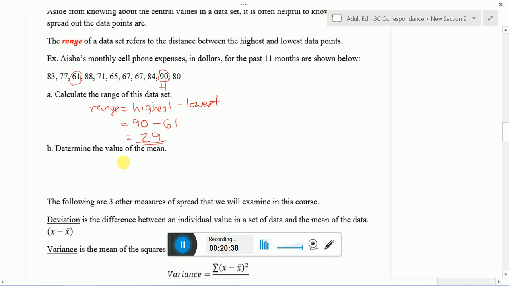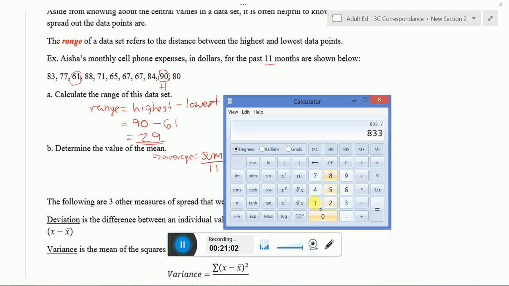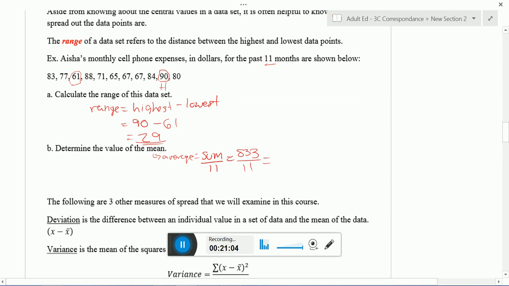So there's a $29 difference between her lowest bill and her highest one. The mean, or again, the mean stands for average. We add them all up and divide by, we know there's 11 numbers, so divide by 11. That's equal to the sum divided by 11. The sum for the data is 833. Again, there are 11 numbers, which means that our average is 833 divided by 11, or 75.72. So her average cell phone bill would be 75.72.